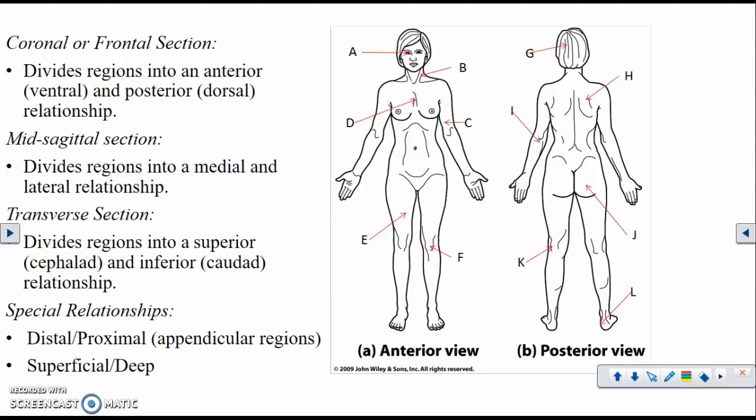Hello everyone. So in this video, we are going to be talking about the introductory topics to anatomy and physiology: terms, the anatomic position, and homeostasis. Okay, so just a quick review of what anatomy and physiology is. Anatomy is the study of structure and location. Okay, and physiology is the study of function.